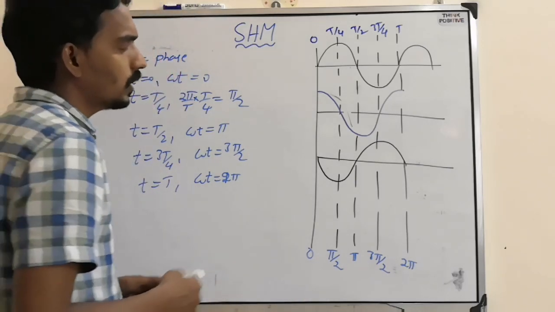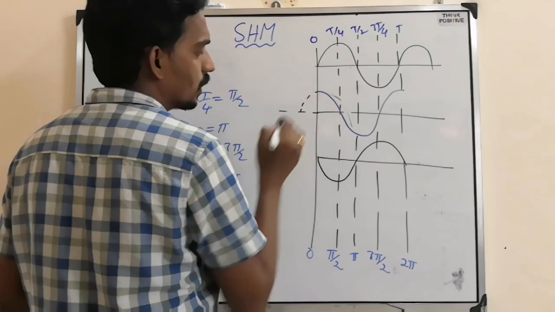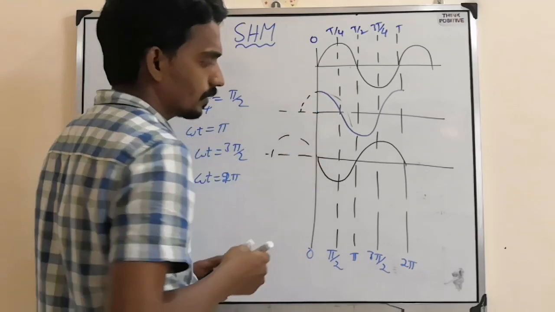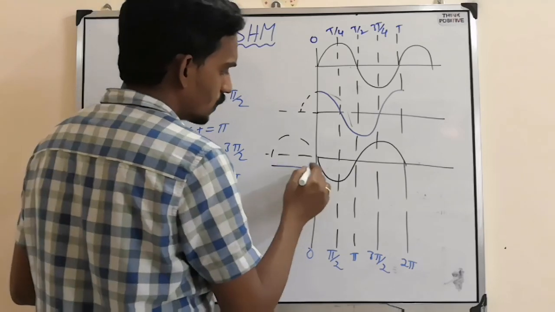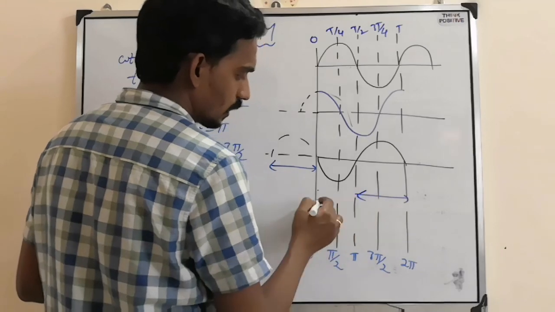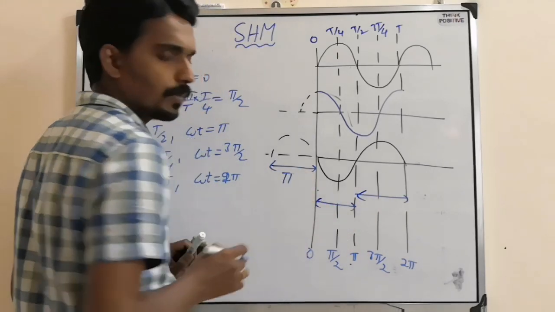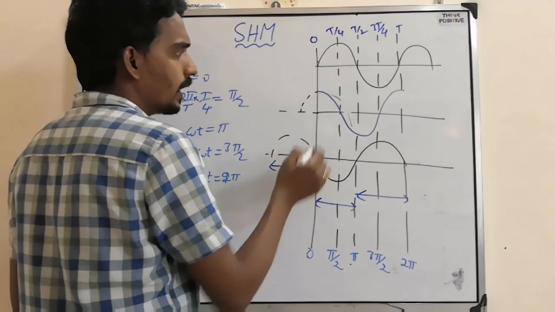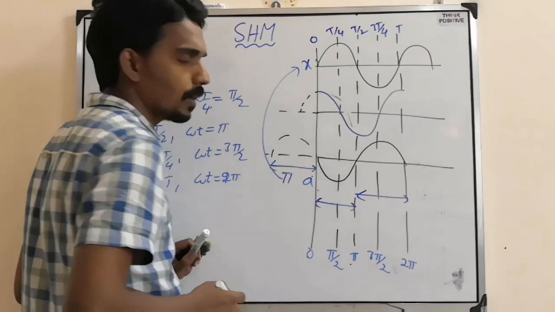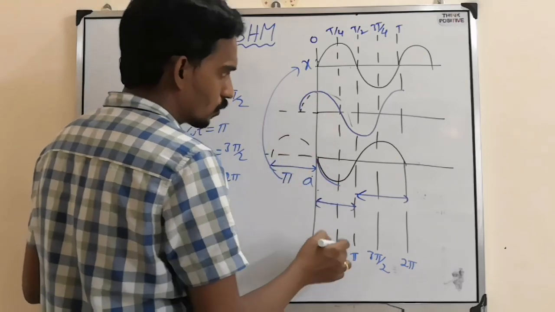So if you consider, see here, this is looking like actually starting from here. This is looking like actually starting from here. So what is the phase difference between one loop like this? 0 to pi. So what is the phase? Pi. So between x and acceleration, the phase difference is how much? Pi. If you consider only half loop like this, 0 to pi by 2.